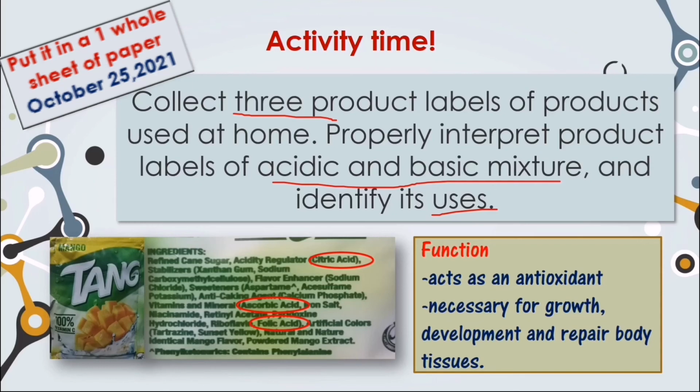For example, class, sa among balay, nakakita ko og Tang powder juice. So, akong gipicturan. Nakita nako ang ingredients nga citric acid, ascorbic acid, and folic acid. So, i-identify nimo, is it acidic or basic? Of course, it is acidic. So, i-identify pud nimo ang function. Unsa ang function sa kanang acid? So, it acts as an antioxidant. O, di ba? Makapatsada sa skin, makahinlo siya. Next is necessary for growth, development, and repair of body tissues. So, ingana iyang function, class.